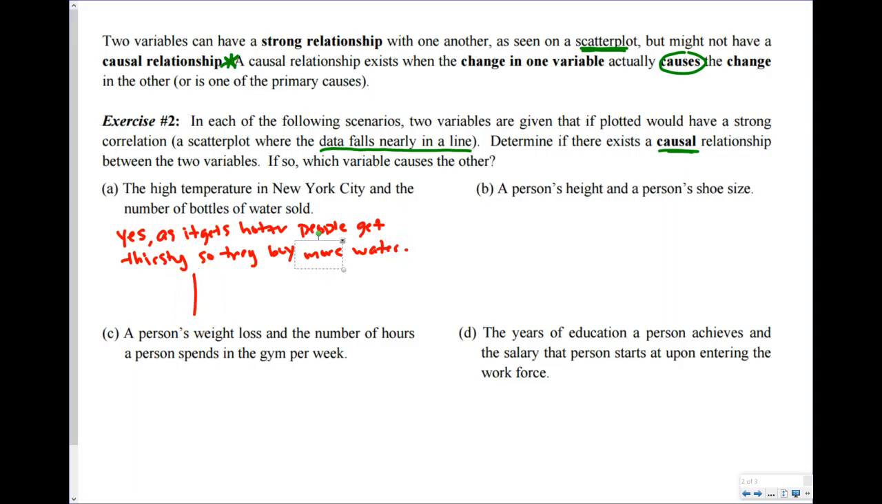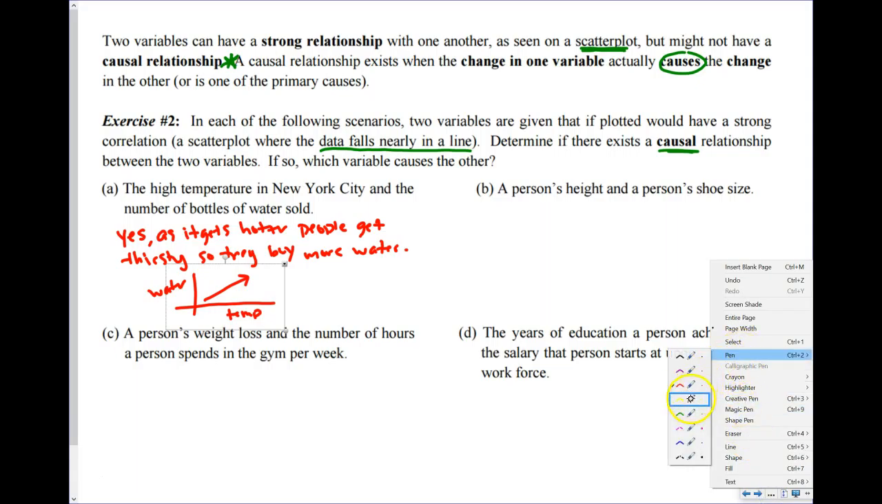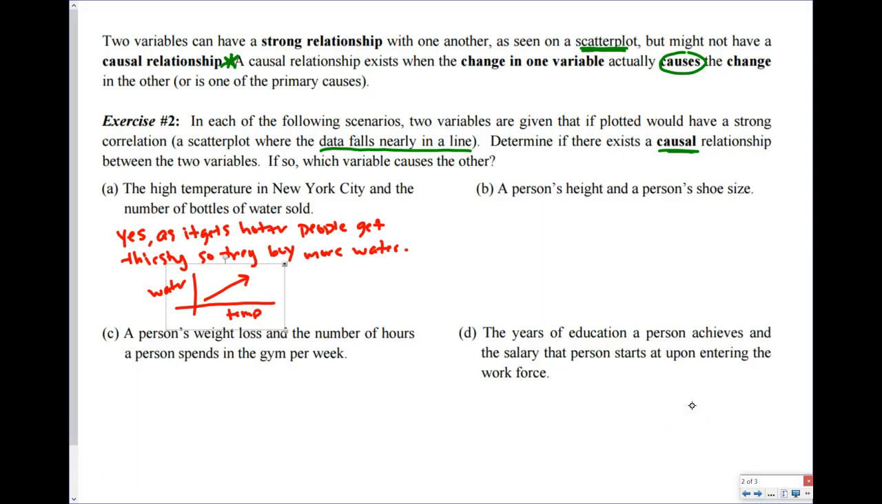And this graph would look like this. As the temperatures get higher, the water bottle sales get higher. So this would look like a positive correlation, okay? Letter B, a person's height and a person's shoe size.